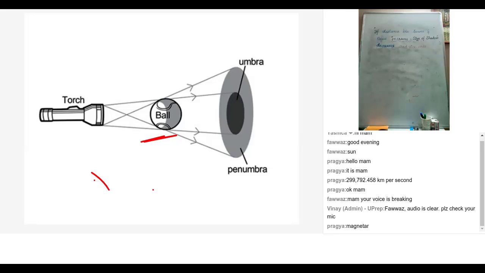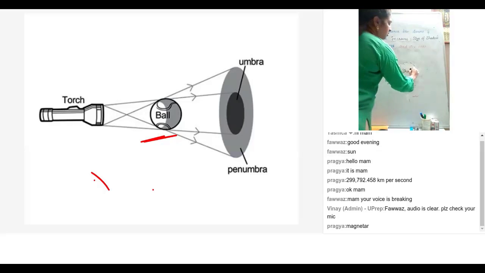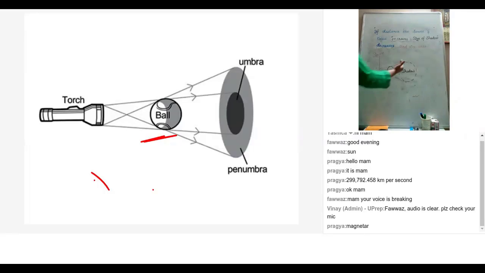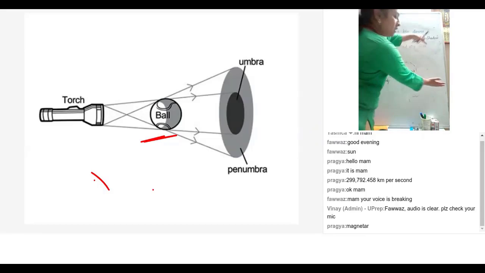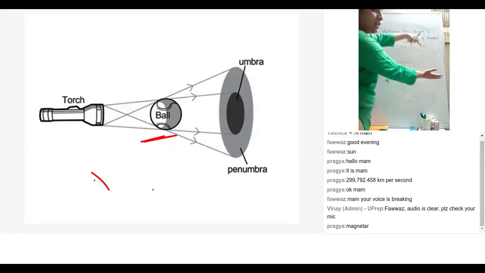I am keeping the source. Now this is the object and this is the shadow. So shadow will be cast on a screen. Now what happens if I move the screen away from the object? If the screen is moved away from the object, the shadow grows in size. The shadow becomes bigger in size.